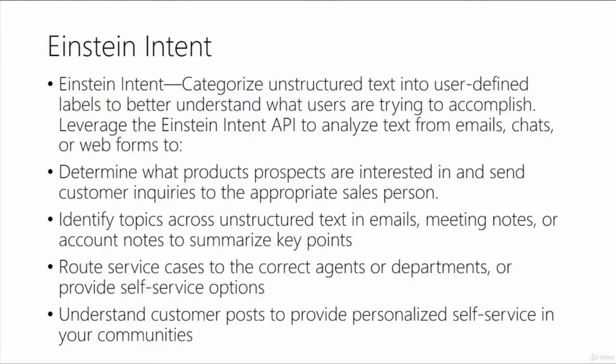Second, identify topics across unstructured text in emails, meeting notes, or account notes to summarize key points. Third, route the service cases to the correct agents or departments or provide self-service options. And then finally, to understand customer posts to provide personalized self-service in your own communities. So the Einstein intent gives you several options that you can come up with or predict.